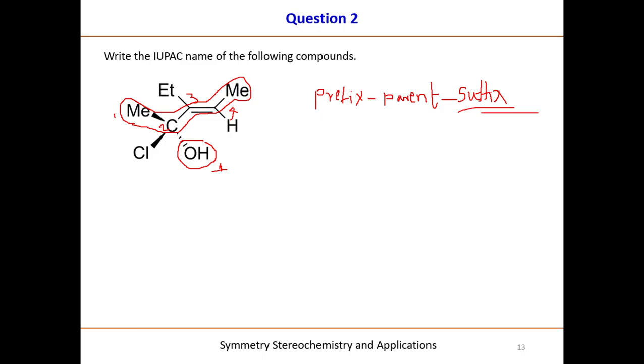So from this side we will get only 2 number here. From this side we will get 1, 2, 3, 4 carbon number. So that's not the correct one. So from this side we will take carbon number 2 here. So this is the longest linear chain.